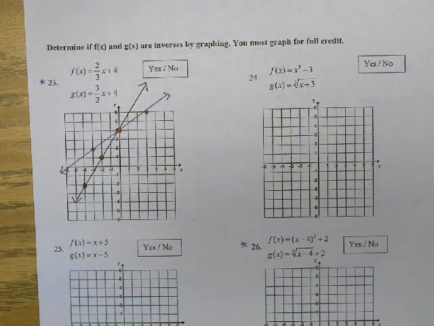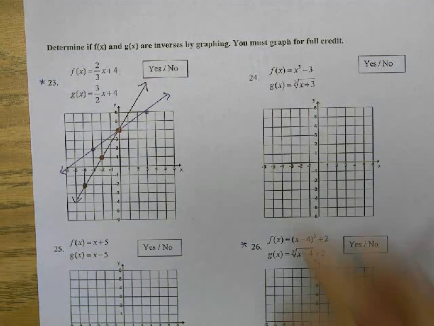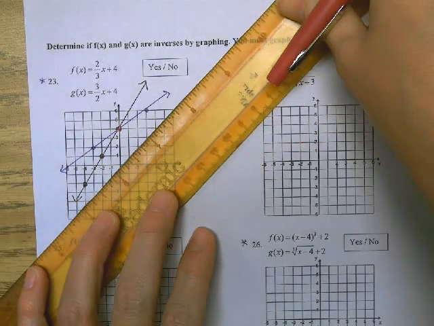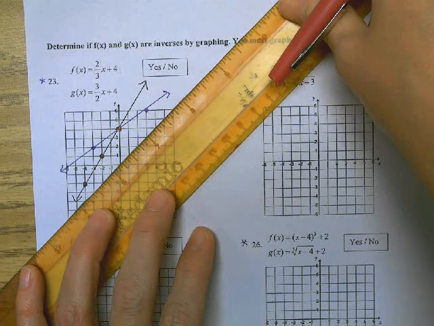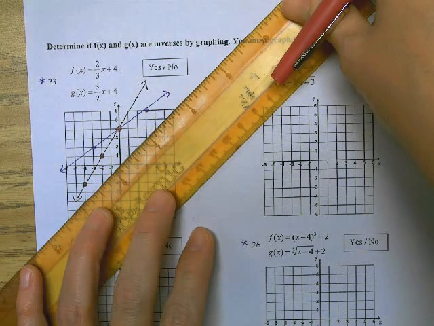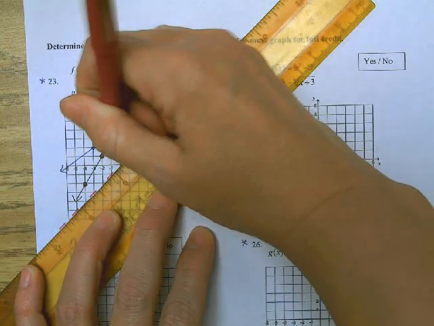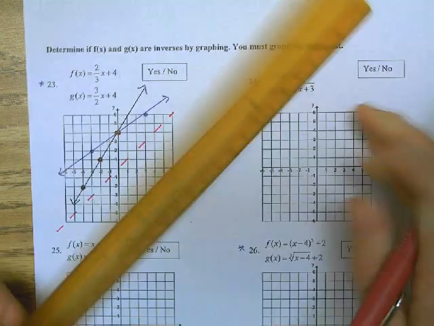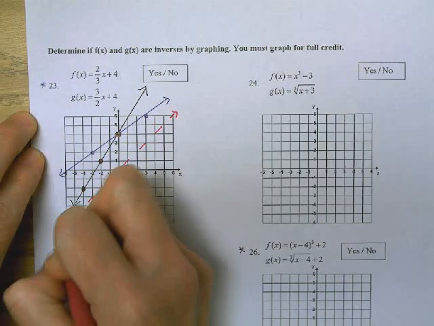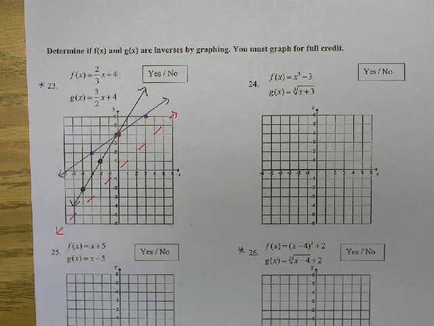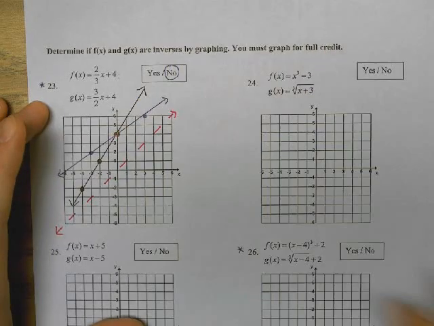Right away I can tell that these are not inverses, because we know that graphically, for them to be inverses, they are reflected over the line y equals x, which if I can get this on here, goes right down the middle. Okay. I know that if I fold my graph on that line, for these two to be inverses, they would have to match up. Since they do not, I know that these are not inverses.